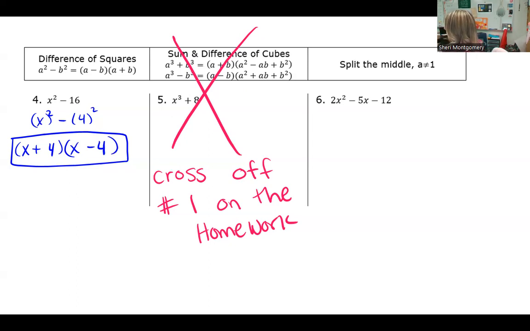So on the front side of the paper, there's only one that has factor by splitting the middle. It's to me the longest one. It's the one that I enjoy doing the least because it takes the most time. So factor by splitting the middle. This happens because a is not equal to 1. So that leading term is not a 1. What do we do when the leading term is not 1? It's a combination of grouping and fast factoring kind of together. First thing we have to do is look at a times c. So this is 2 times negative 12. What is that?